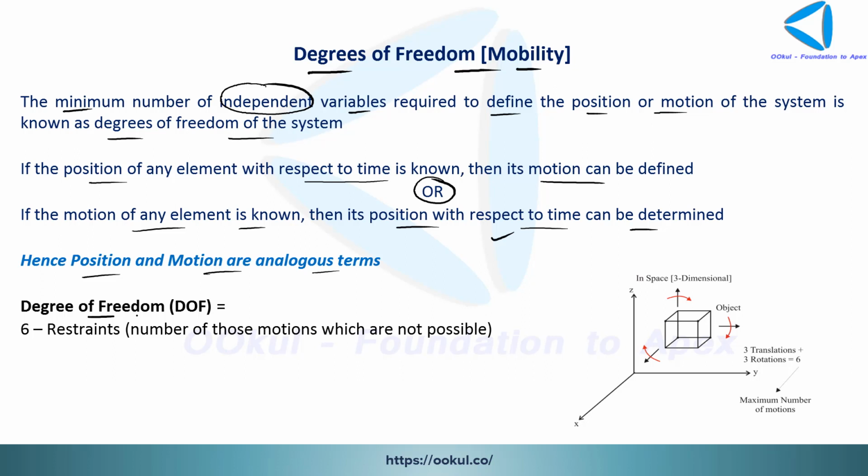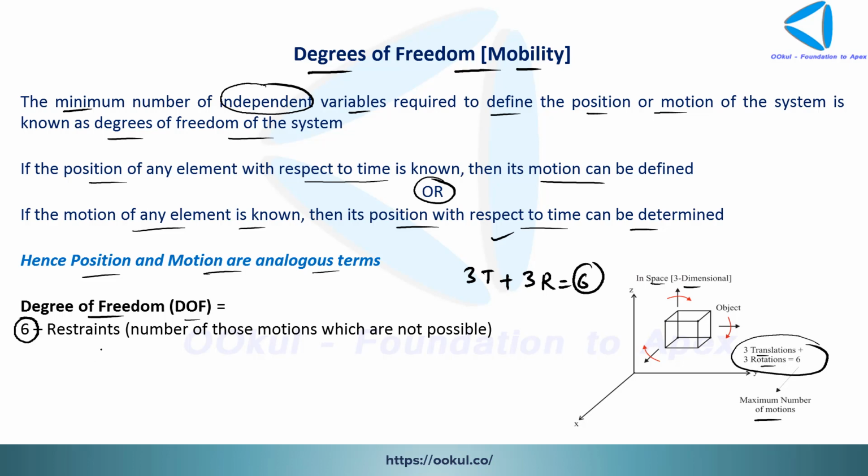Now let us see what we mean by degrees of freedom and how we calculate it. If we talk about a very general case of a 3D space, the maximum number of motions that are possible is 6. That 6 can be translational motions along the x, y and z axes, so there are 3 translational motions, plus the rotational motion about all of these 3 axes, that is 3 rotational motions, so total becomes 6. So the total number of motions that are possible is equal to 6, that is 3 translational plus 3 rotational. This is the maximum number of motions.